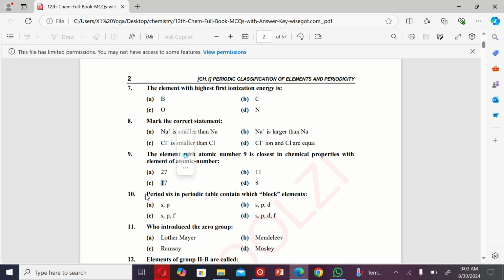The next MCQ is: period 6 in the periodic table contains which block elements? A, sp, B, spd, C, spf, and D, spdf. So the correct option is D.